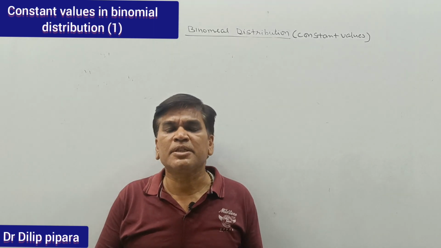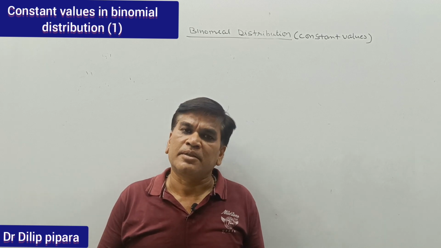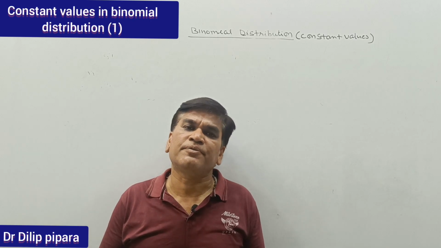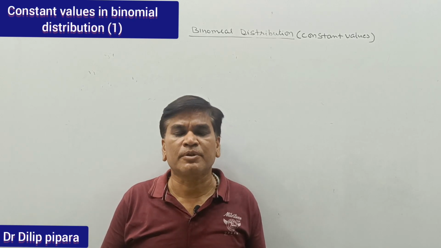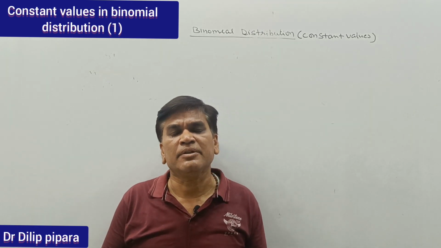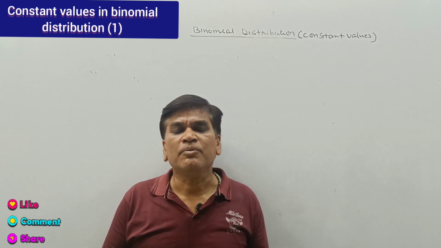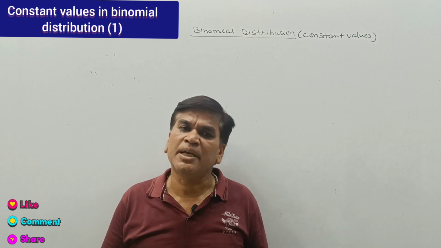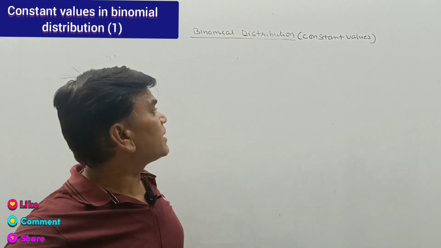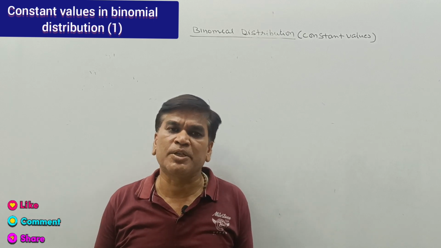With the help of the binomial distribution, we can calculate the arithmetic mean, standard deviation, variance, first moment, second moment, third moment, fourth moment, and kurtosis. So many constant values we can calculate with the help of the binomial distribution. In today's video, we will learn how to calculate them. First, we will discuss the formulas related to the constant values of the binomial distribution.